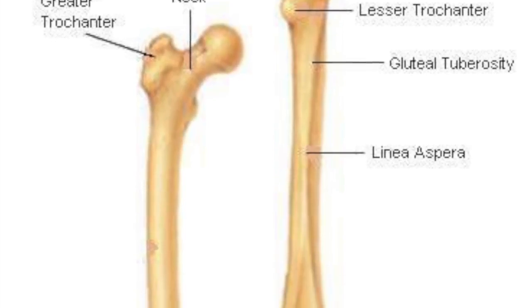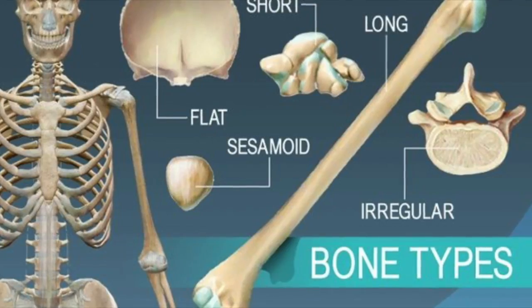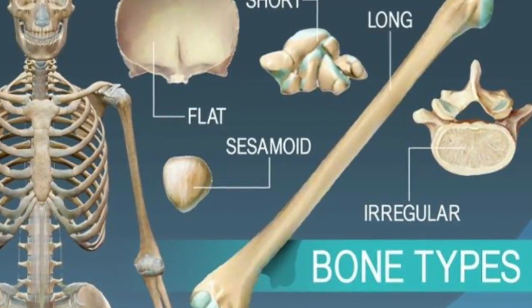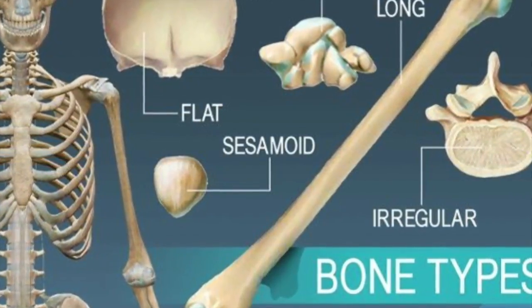Alright, let's do bone types first. Long, short, flat, irregular, sesamoid. All bones are made of compact or cortical, and cancellous or spongy. Outer layer periosteum, inner layer endosteum.